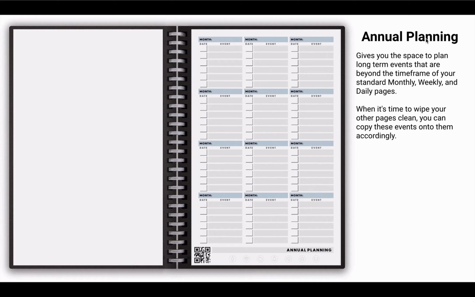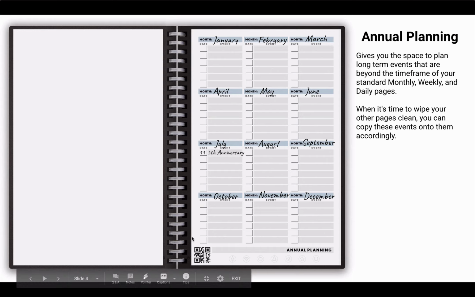So first off, we've got the annual planning pages here. These are going to give you space to plan the events that are beyond the scope of this planner. So you can write in the dates or the months in there, and then the dates and the event that'll be in the future. So when it's time to wipe down your pages, erase them, and copy them new, you can copy these events into your planner when it's the appropriate time. That way you're not going to lose any track of anything.